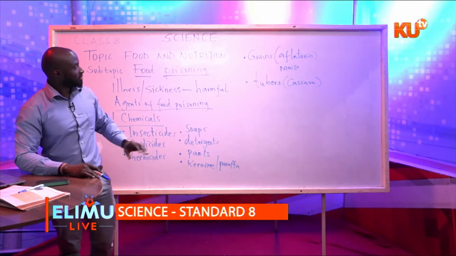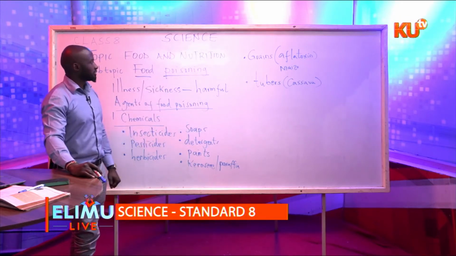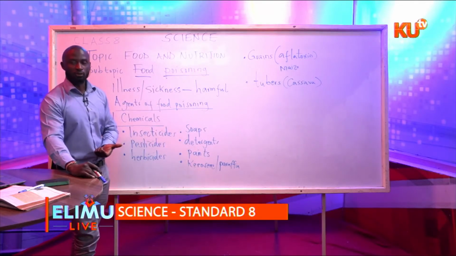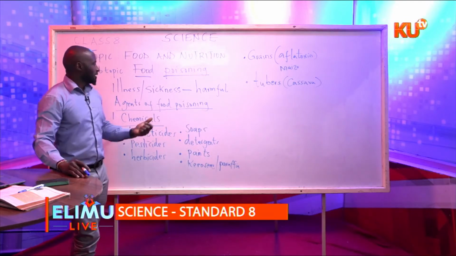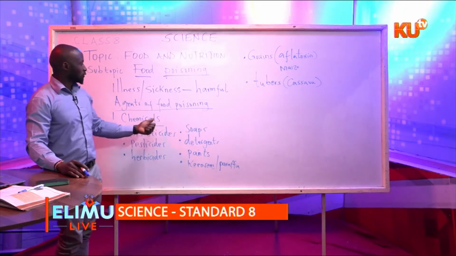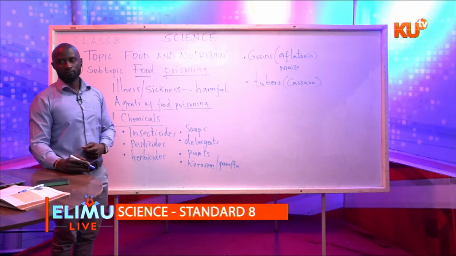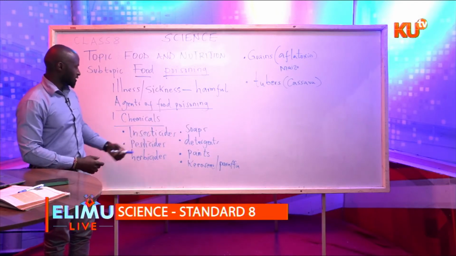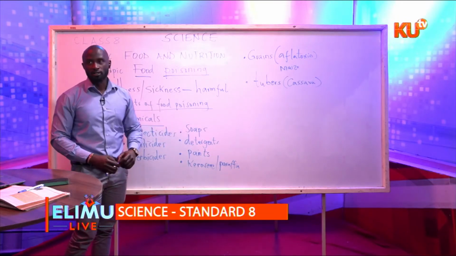Boys and girls, remember our topic is food and nutrition, and our subtopic is food poisoning. We've defined what food is: nutritious substances that we consume. Consume in this case means we eat or we drink, that are harmful, keyword harmful. Number two, we talked of agents of food poisoning. We just looked at one, some of the chemicals commonly found at home. So we talked of insecticides, pesticides, herbicides, soaps, detergents, paints, kerosene, and paraffin.